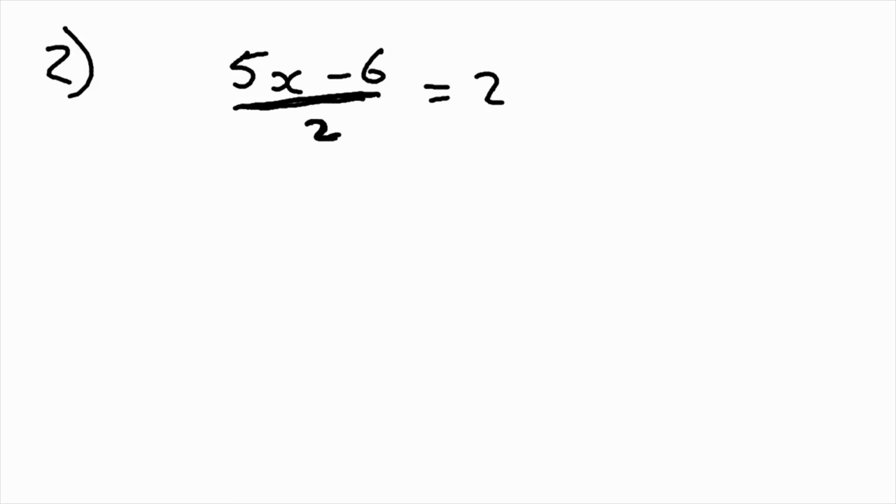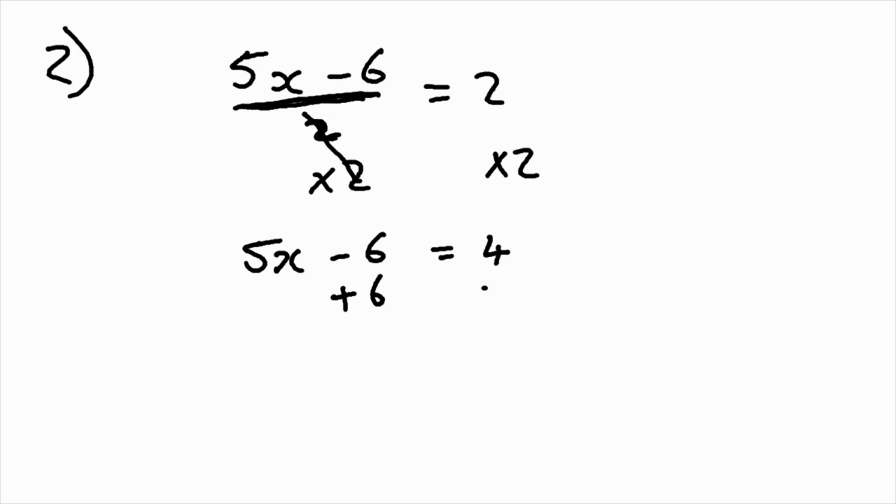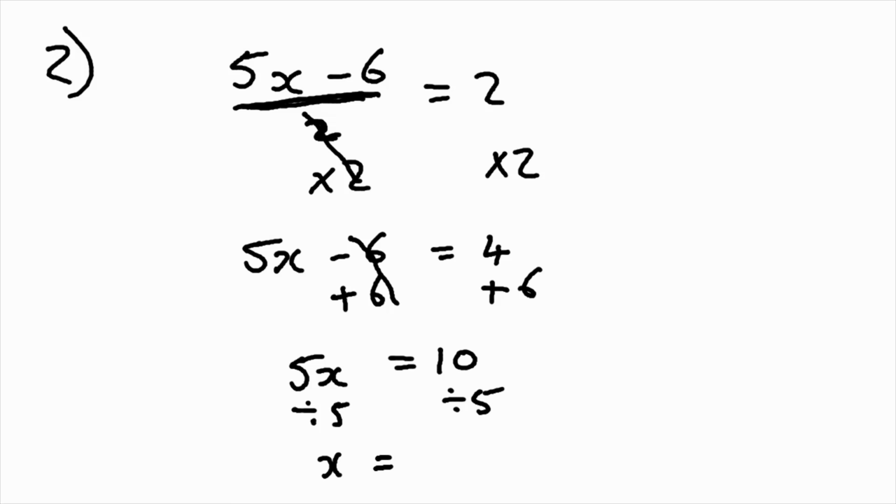What's the opposite of dividing by 2? It's timesing by 2. 2's cancel. So we're going to end up with 5x minus 6 equals 4. Now we've got this minus 6. What's the opposite of minus 6? Plus 6. But what we do to one side of the equation, we have to do to the other. The 6's cancel. So 5x equals 10. 5x means 5 times x, so the opposite of this is divide. x equals 2.